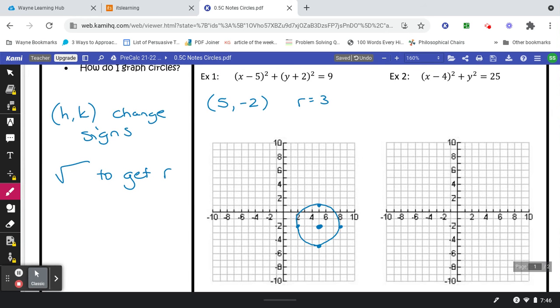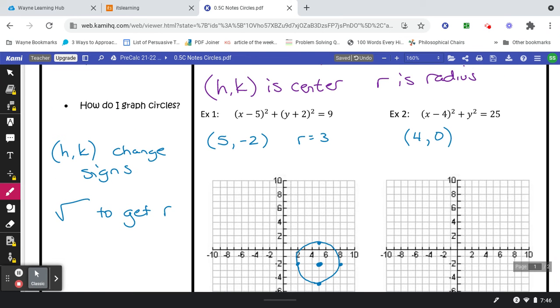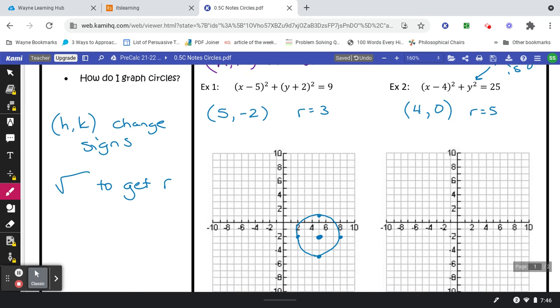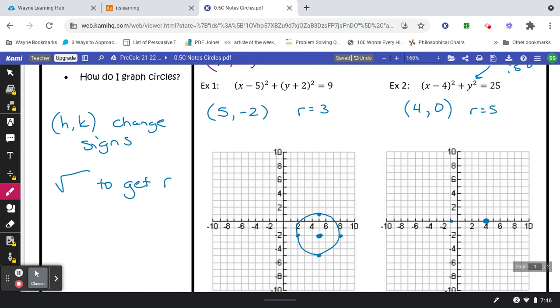All right, example number 2. We've got that h, k again, so we'll change our sign. That'll be a positive 4. And then if there's nothing there, that's going to be a 0. So make a note of that. And then we'll square root the 25 to get 5. All right, so this would be 4, 0 right here, and then we're going to go 5 in each direction. And then create that circle like that.